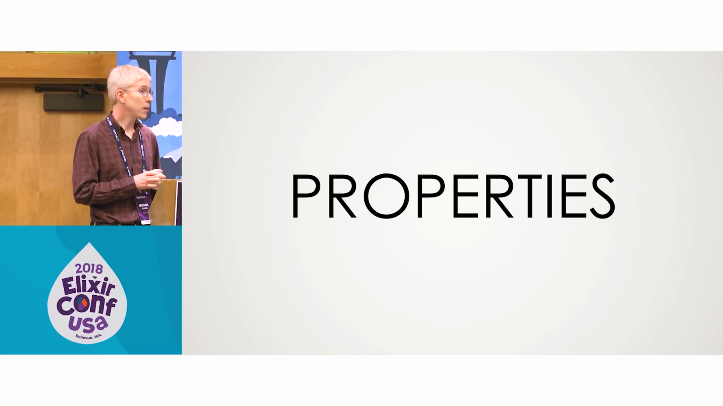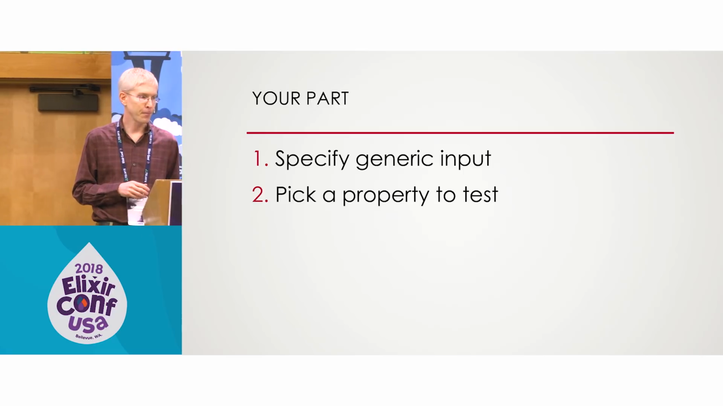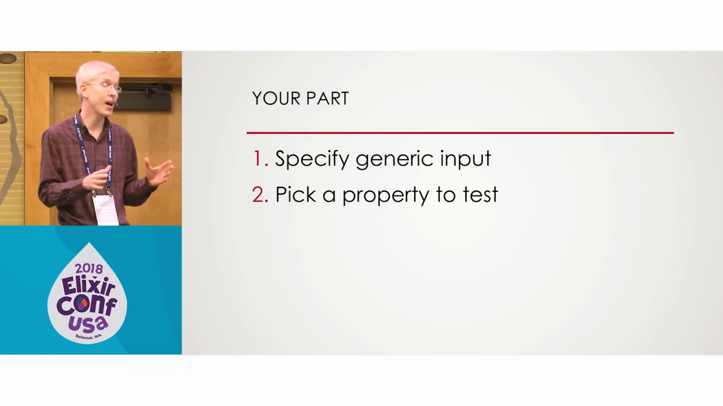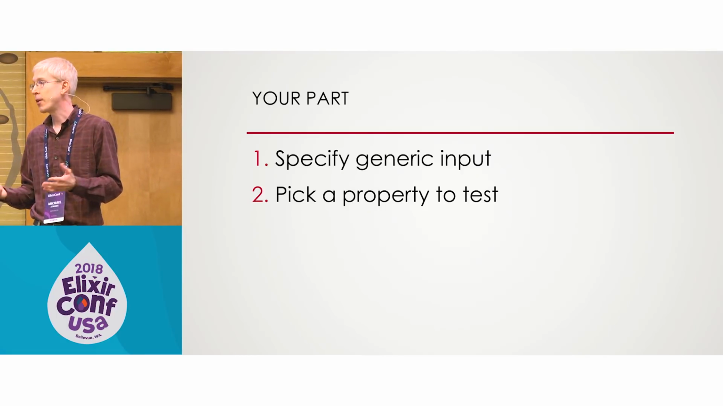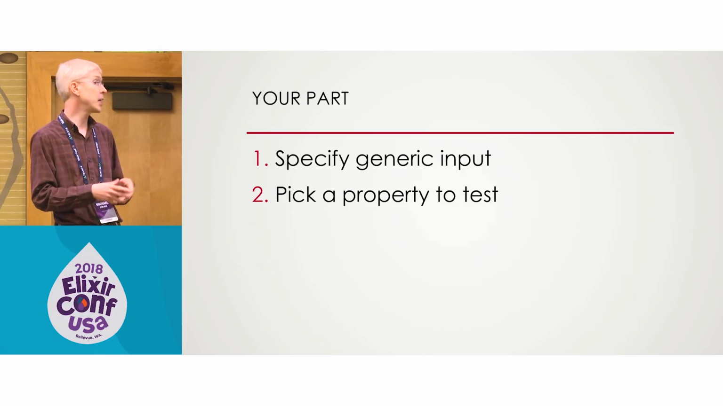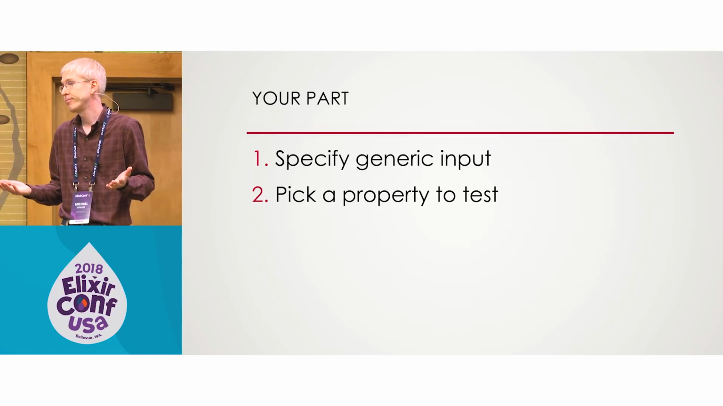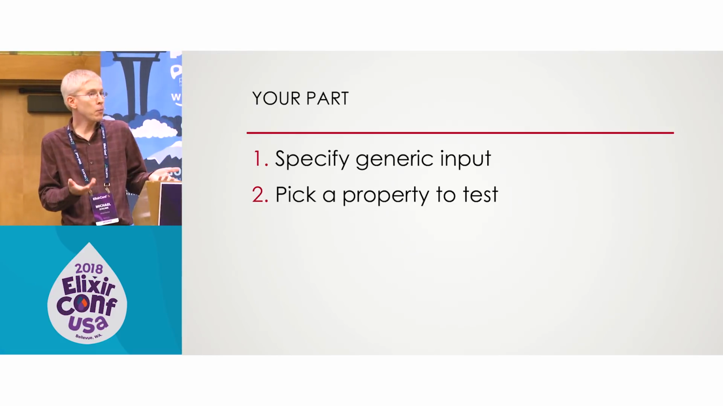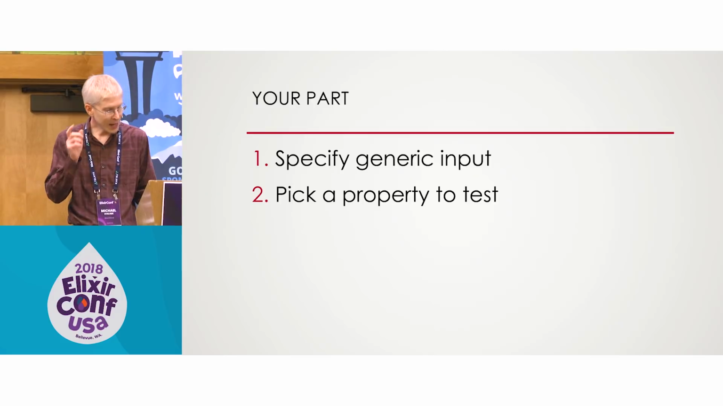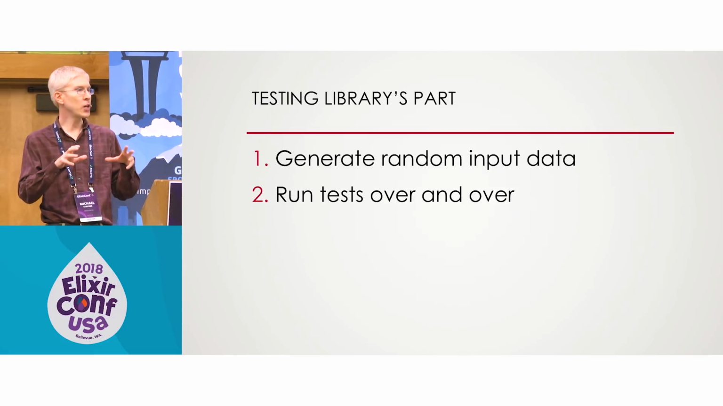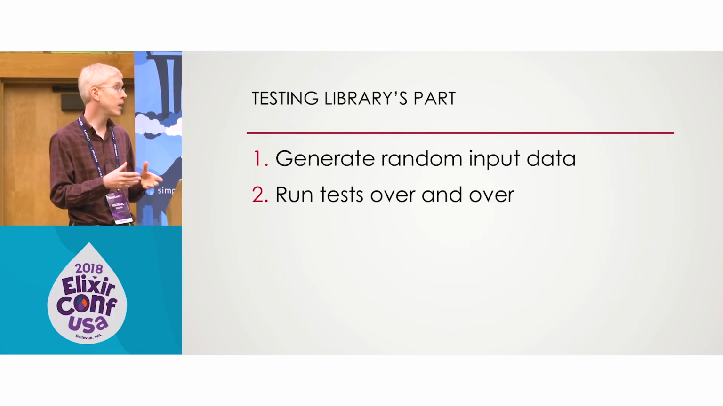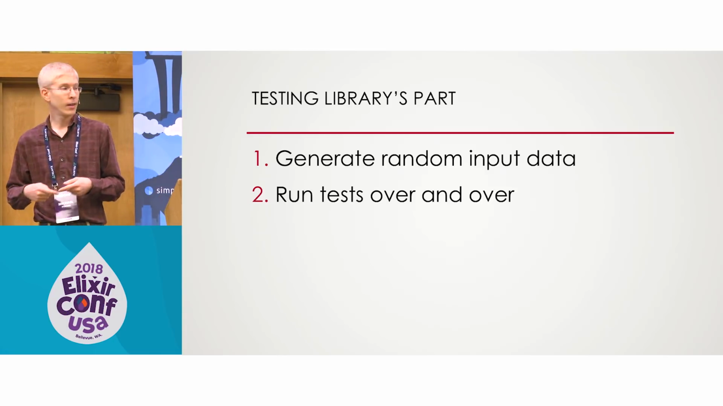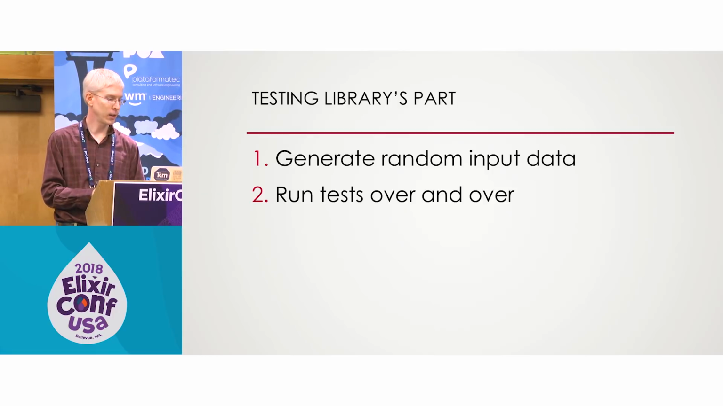Now, if you're going to use a property-based test library, you've got a part to play. Generally, it goes like this. You choose a generic, not specific, a generic input type, right? You could tell your library that your function receives integers or strings, maybe strings with alphanumeric characters, but not other special characters. And then you pick a property to test. The testing library will take the generic data type that you specified, and it will generate random input data for you. And then it will run a test over and over and over again using different data each time.